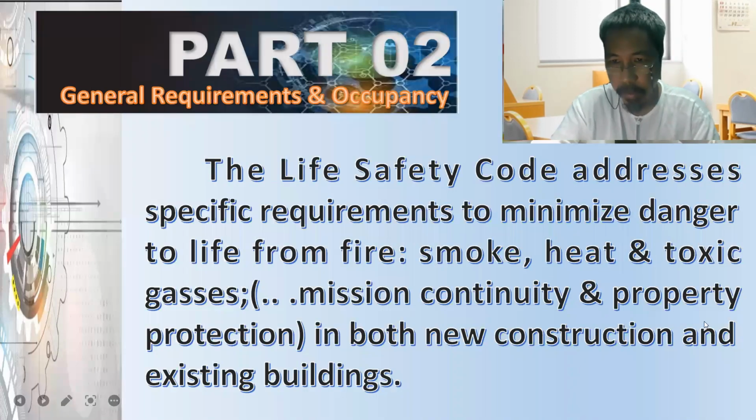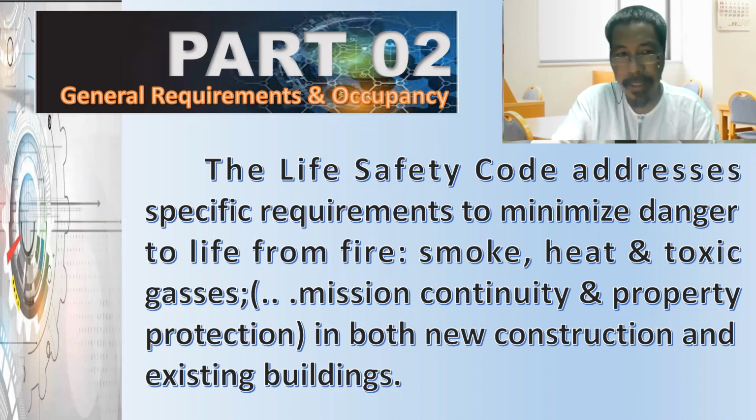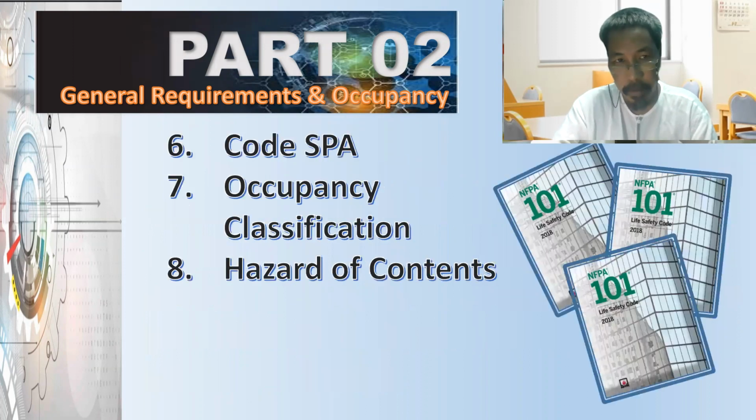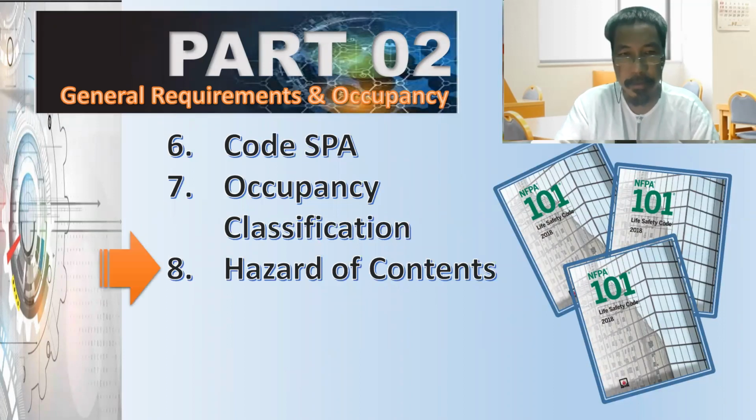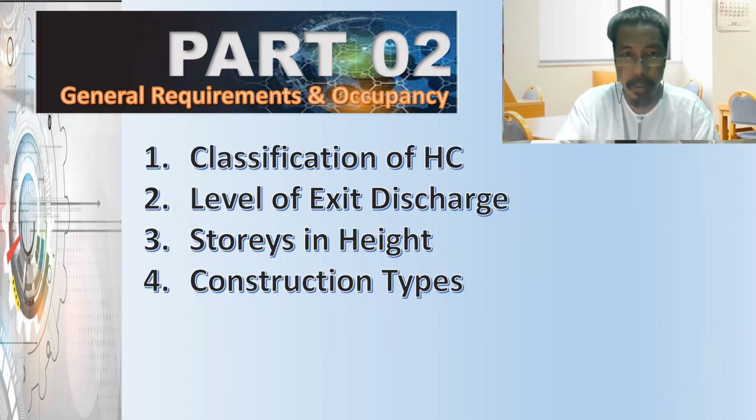Let us start first with the main objective of the code. The Life Safety Code addresses specific requirements to minimize danger to life from fire, smoke, heat, and toxic gases, mission continuity and property protection in both new construction and existing building. So we are on part 2 right now, and currently discussing about hazard of contents. So under this topic, we are on the second subtopic, level of exit discharge.